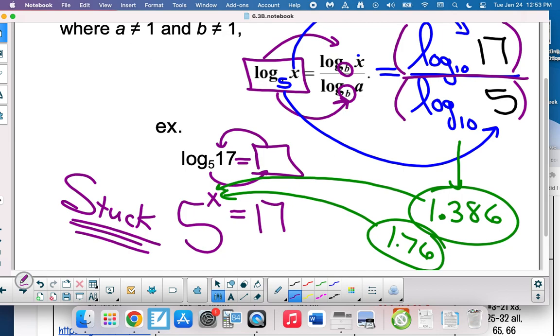Did you get it? Okay. Did everybody get it? Yeah. Which one was it, by the way? 1.76. Okay, so there it is. It's that one, guys. All right, that's it. Change of base is so simple, right?